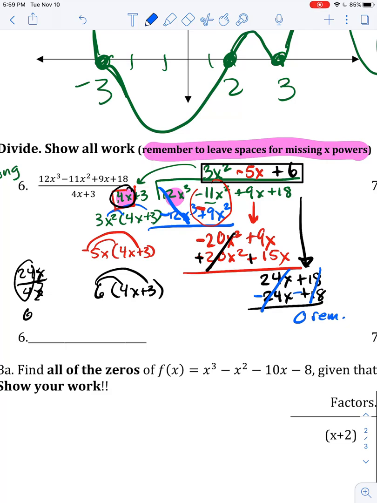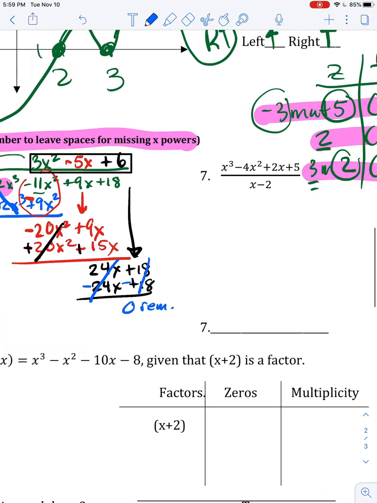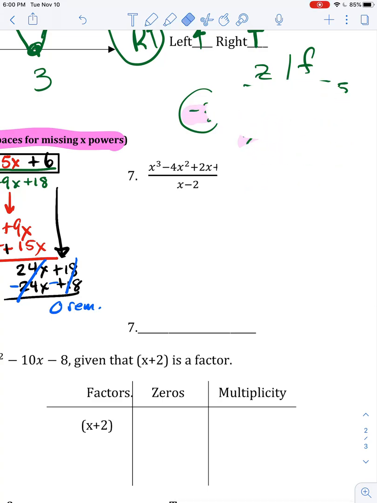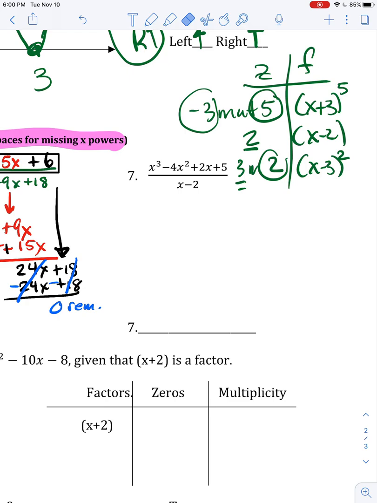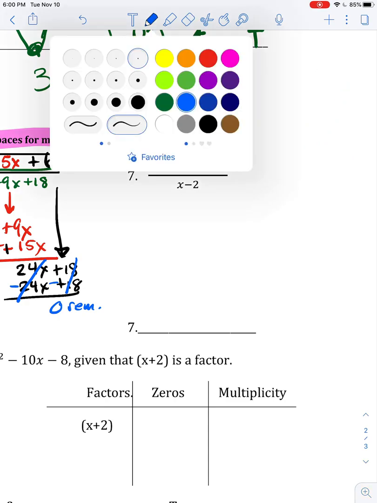So I have 0 as my remainder, which means I don't have a remainder, which means when I divide these two things, it goes in evenly and I get this as my final answer, no remainder. All right, I'm going to erase some of this stuff so that you can actually see what I'm doing here. That was a lot of work.